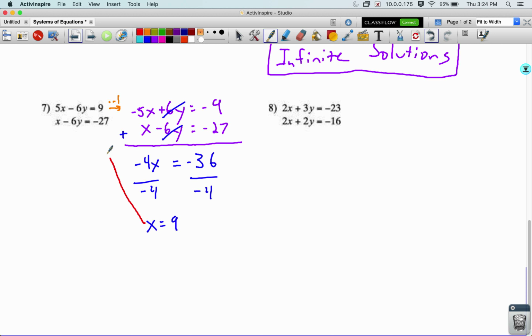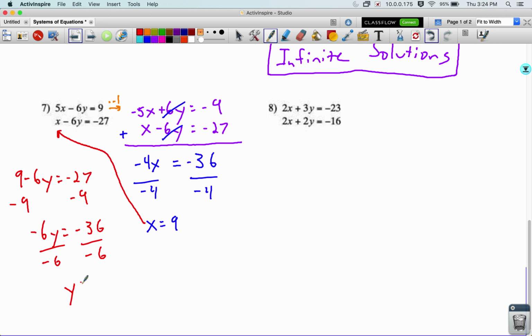Got to go plug it back in. We'll plug it in right here. 9 minus 6y equals negative 27. Take away the 9 from both sides. Negative 6y equals negative 36. Y equals 6. And we get 9 comma 6 is our x comma y, and that's the answer that we box.